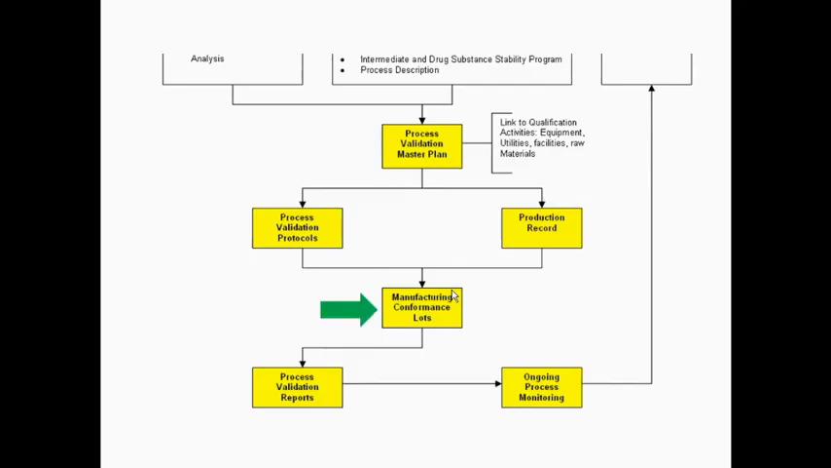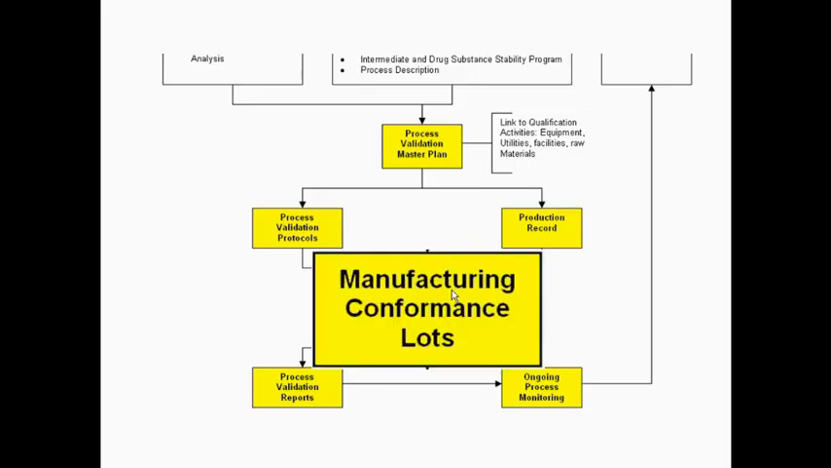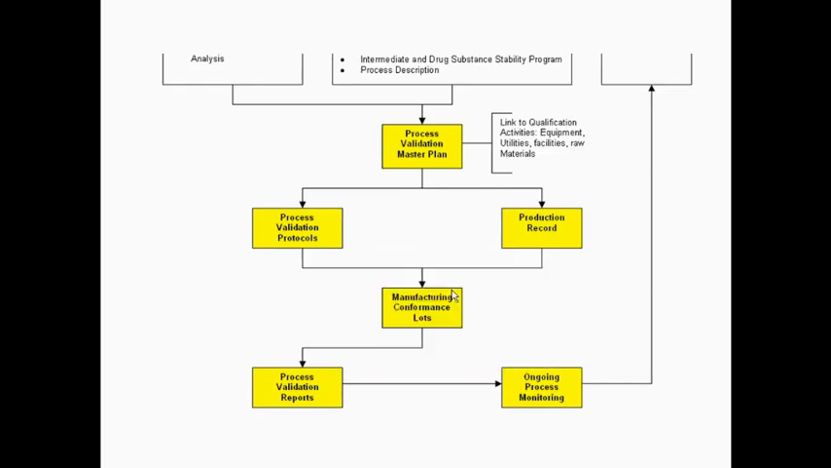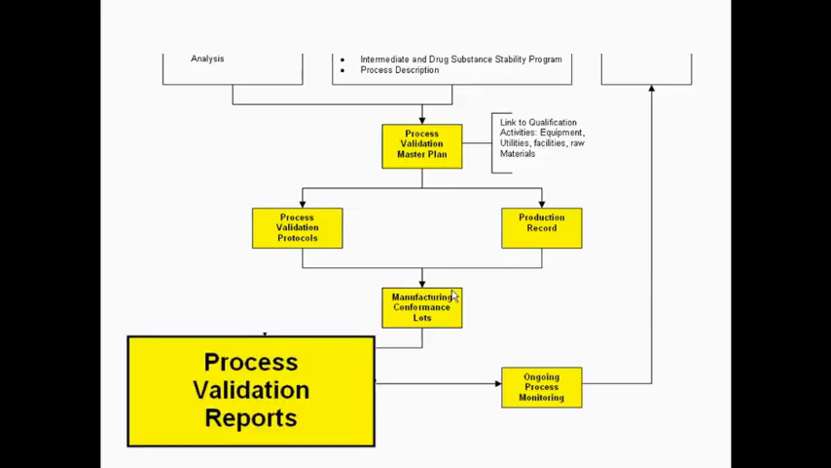We proceed into manufacturing those conformance lots. It may be 3, 4, 5, 6, 7, etc. They will be manufactured in sequence consecutively. We will then write a process validation report. Assuming we have got the supporting data, we will make a declaration that the process is fit for its intended use and we can manufacture a product consistently in this new facility using this new process.